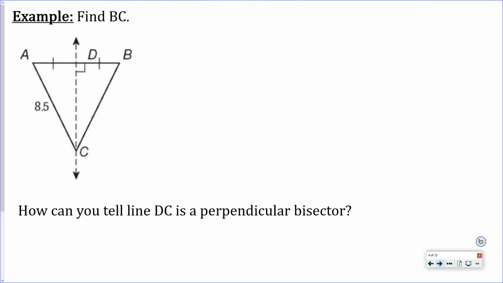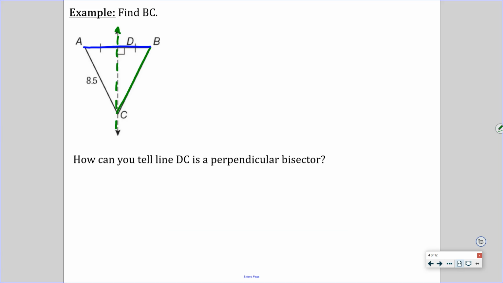All right, so this says find the length of BC. I'm going to highlight that in green. They want me to find this length. So right now, again, kind of ignore it's a triangle. Right now, I see I have line segment AB, and I have this dashed line passing through that segment. First, how do we know that that line is a perpendicular bisector?